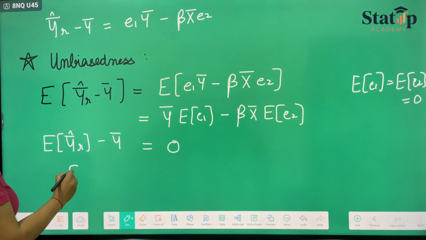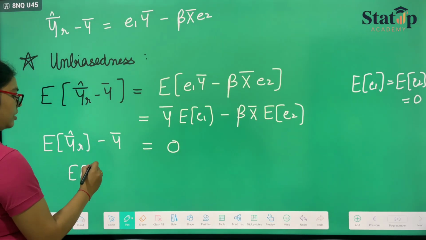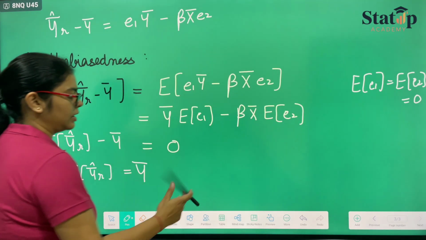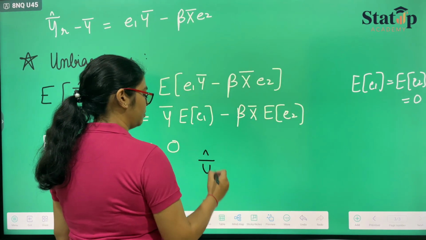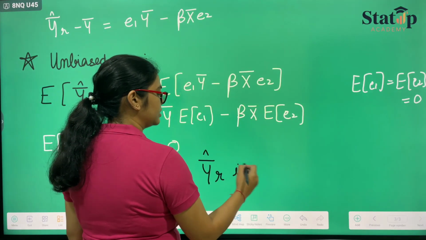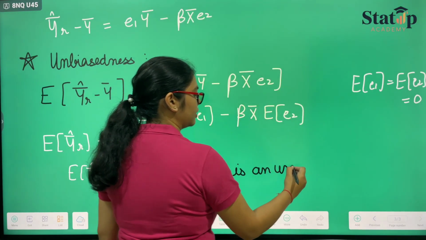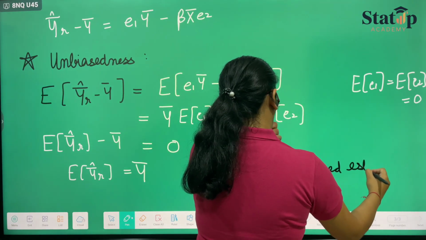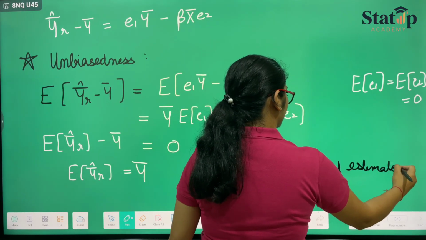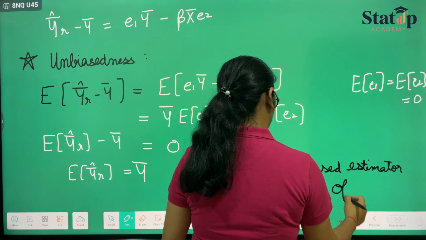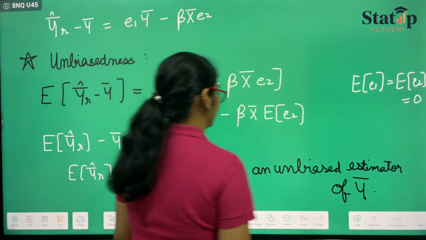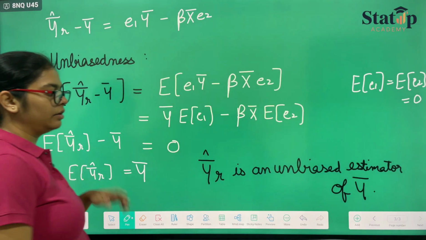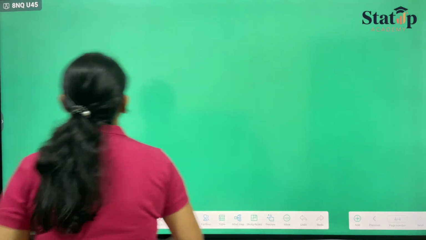So this says that the expectation of the regression estimator is nothing but Y bar, and hence we can say that the mean of the regression estimator is an unbiased estimator of the population mean, which is capital Y bar. So it is unbiased. Now the second step would be finding the variance or mean sum of square errors.